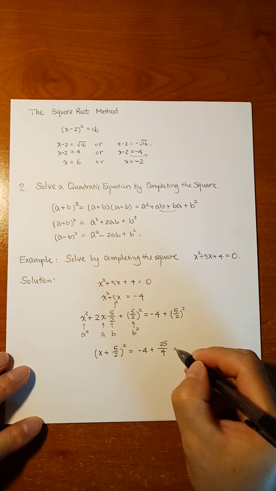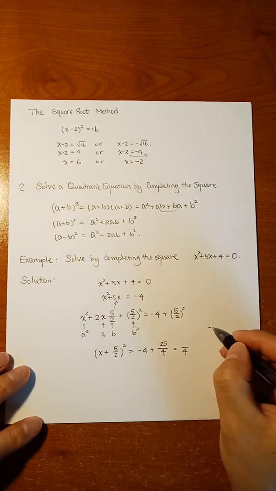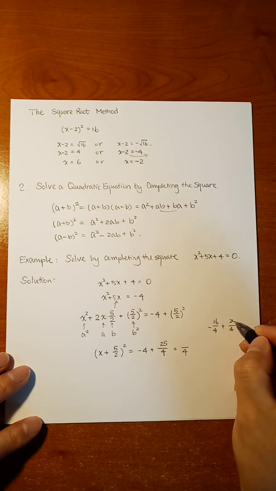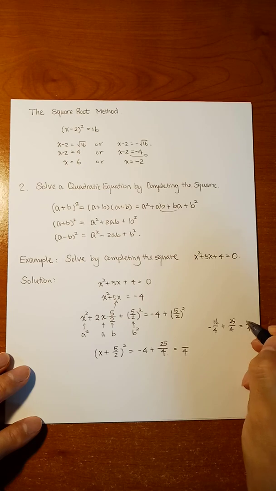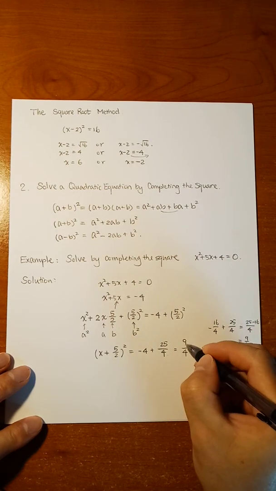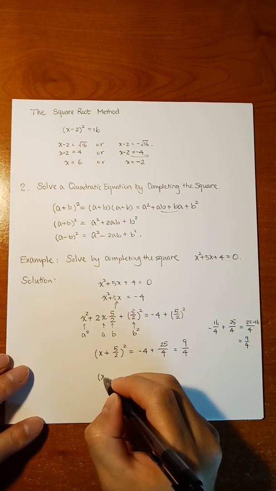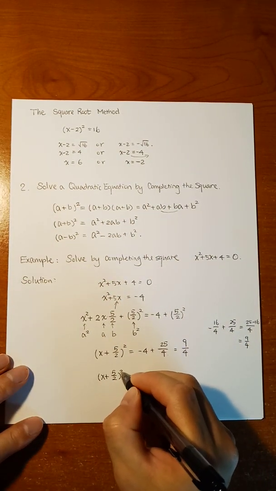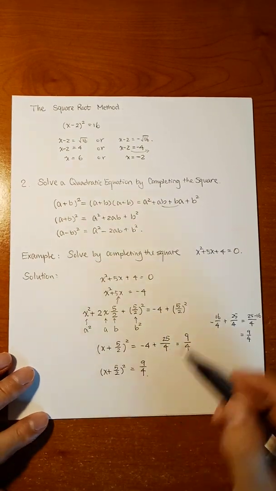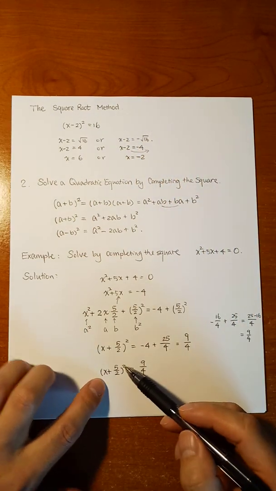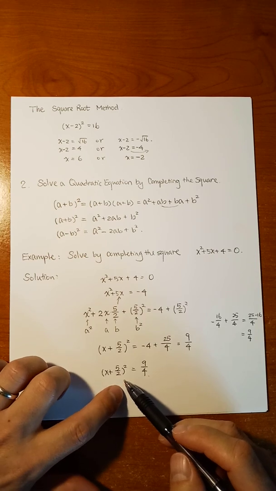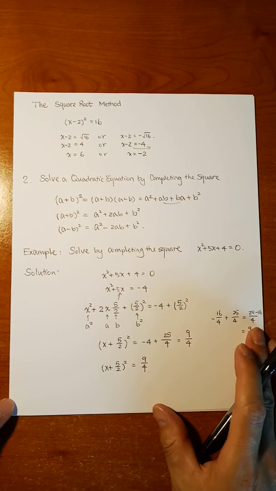-4 plus 25 over 4 is, you see, -4 is -16 over 4. 25 minus 16 is 9 over 4. Okay? So you see, if I write one more step, you see what we get. We get what we like: some quantity squared is equal to a positive number. Only the left hand side contains x, the right hand side is just a plain number.